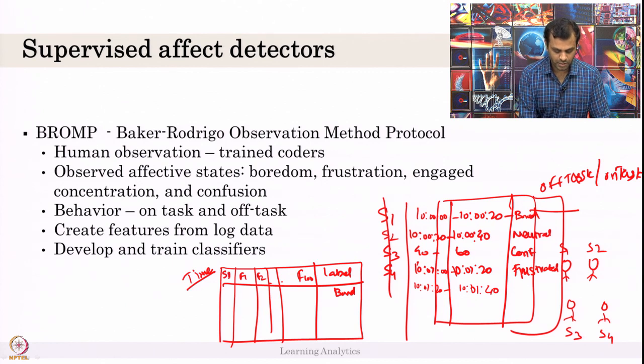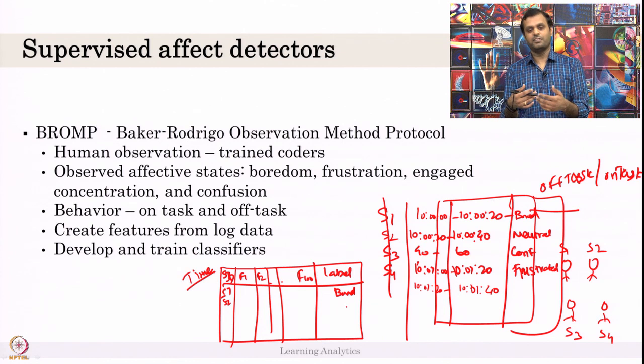Maybe this is student ID S1, S2. If you create that, it means you need to have at least thousands of observations from a real classroom. Then you will have this table. After having this table, you use machine learning classifiers to predict the label from the features, and that's it. That's the whole idea.